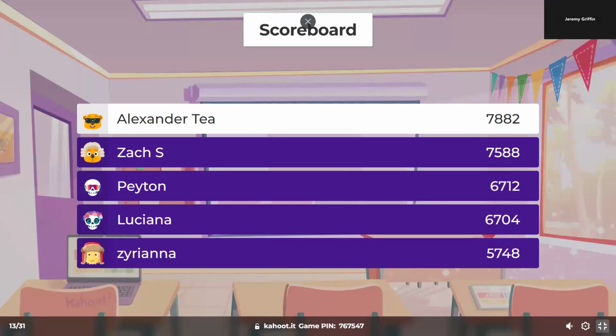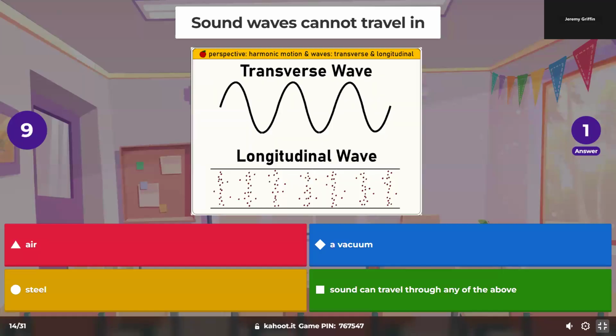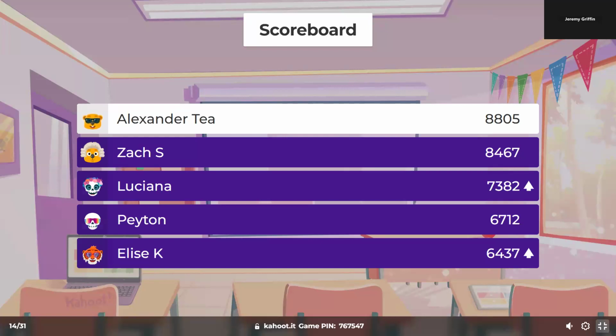Now, Zariana, Luciana, Peyton, Zach, Alexander. Sound waves cannot travel in a vacuum. There you go. In fact, you guys know what's the only type of wave that can travel through a vacuum? Electromagnetic radiation, which includes light. So that could be a good answer too. And sound needs a medium to travel through because sound's a pressure wave.